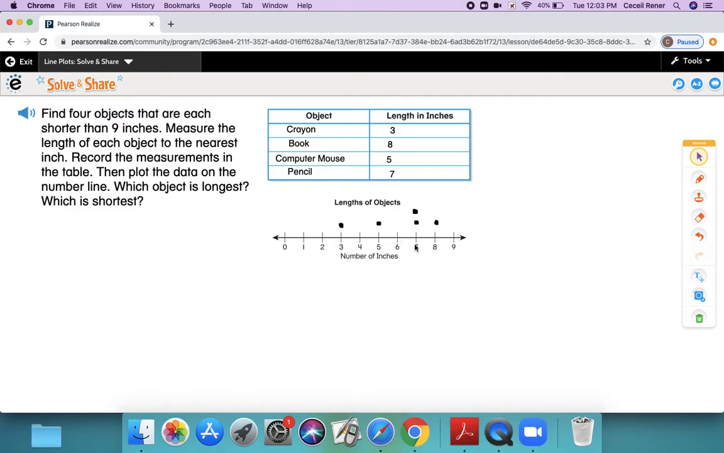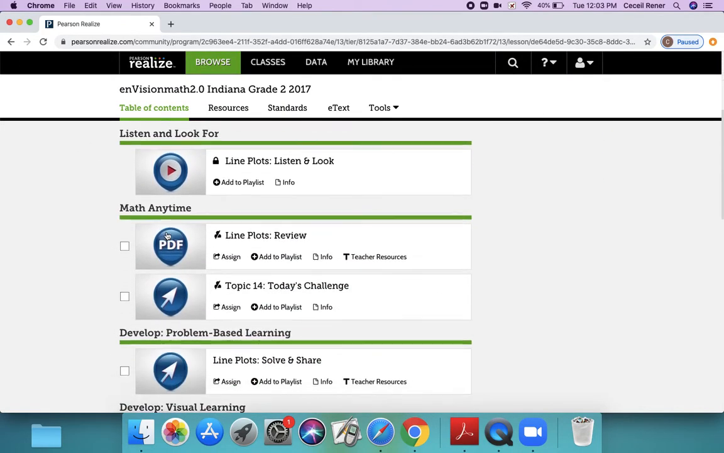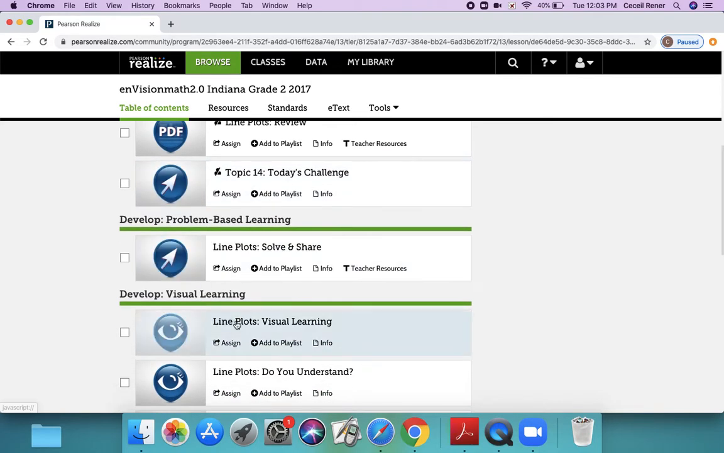We can look at our data. We could see what was the longest, which is right here, which is our book. That was the longest right here. Oh, not doing very good at circling there. And then we can look to see quite easily which is the shortest, where it is on the line plot. There we go. Okay, we're ready to move on. So let's exit here, and we're going to go to our visual learning video.